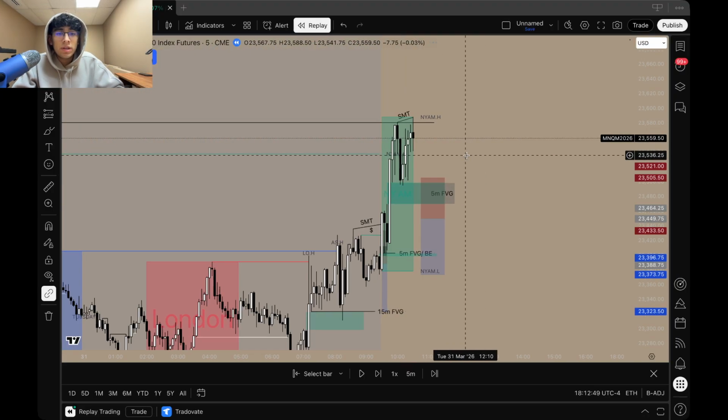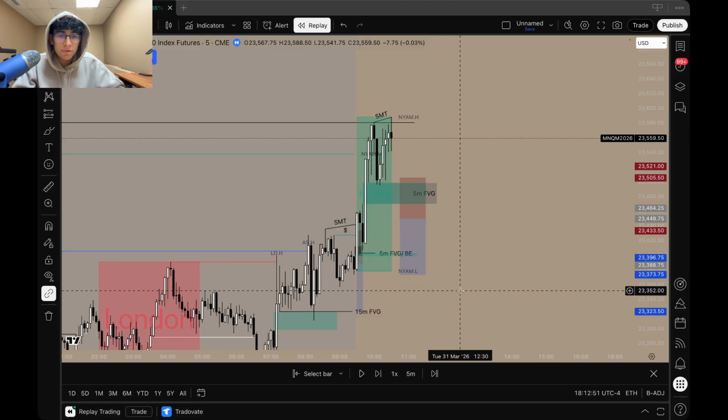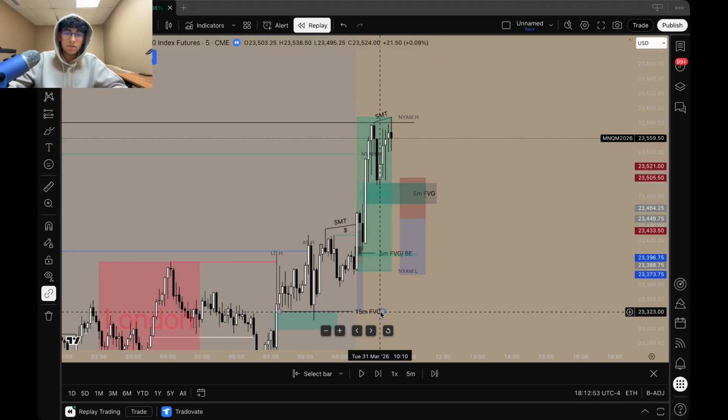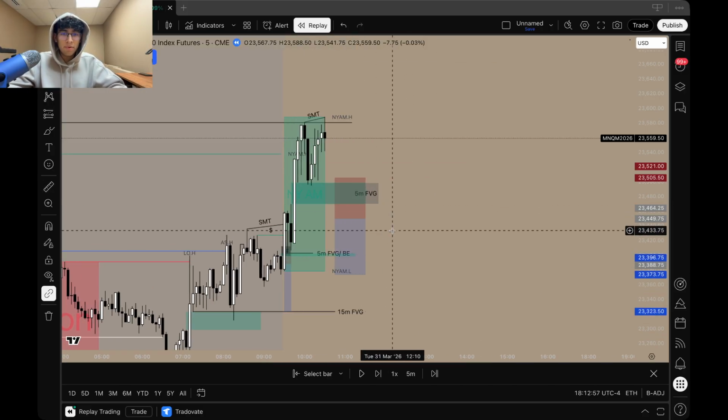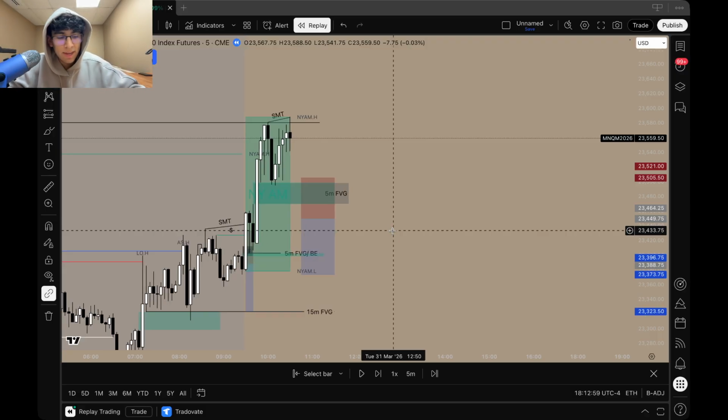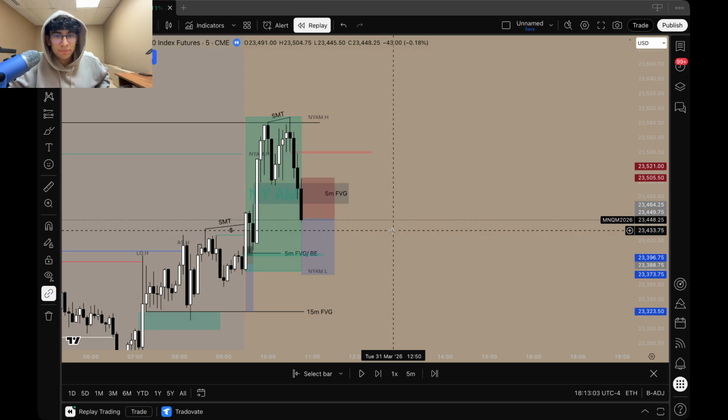Now, all we need is an inversion to the downside and clear draws on liquidity. We have clear draws on liquidity here, and we have a 5 minute gap right here. So we just need to wait for this 5 minute gap to get inversed. Now, once this inversed, I took the trade straight away.